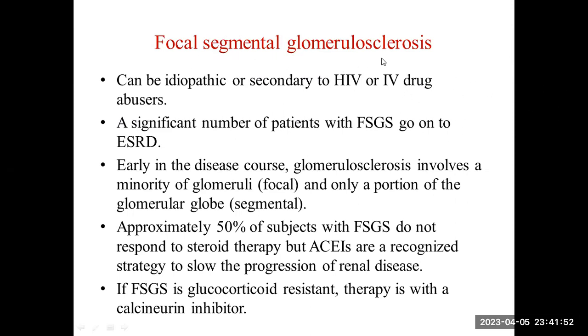And segmental is compared to global. When you have global glomerular disease, that means the whole circumference and the whole glomerular tuft is affected. But segmental means that only parts of the glomerular tuft are affected. So not all the glomeruli are affected, and in the affected glomerulus, not all of the glomerulus is affected. So this is what is meant by focal segmental glomerulosclerosis. The condition can be either idiopathic without underlying cause, or it could be secondary.